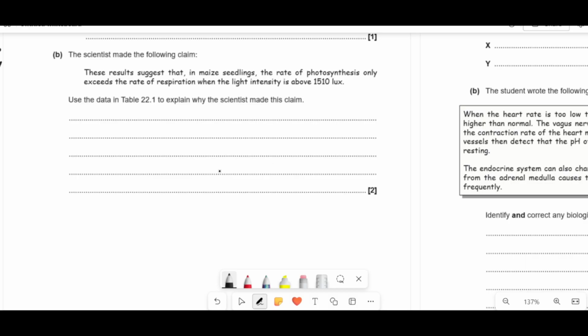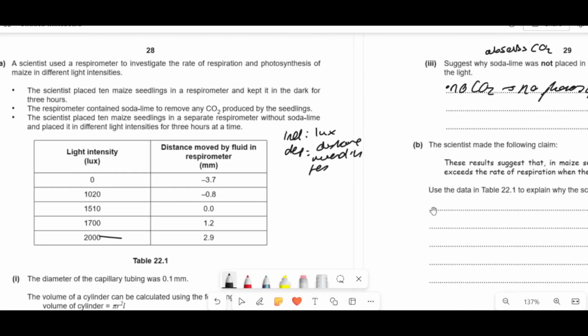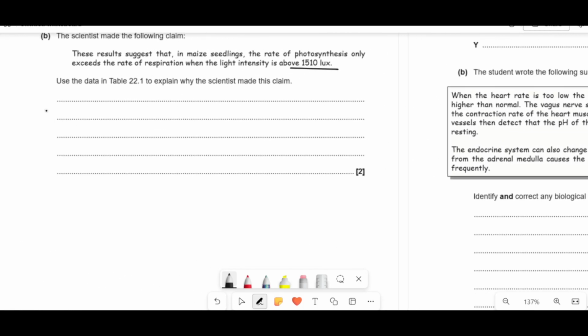Then it says the scientists made this claim. The results suggest that in maize seedlings, the rate of photosynthesis only exceeds the rate of respiration when the light intensity is above this. Use the data in table 2 to explain why they did this. So if we look at 15 10, which is here, the distance moved in this respirometer is 0. Now think about it logically for a second.